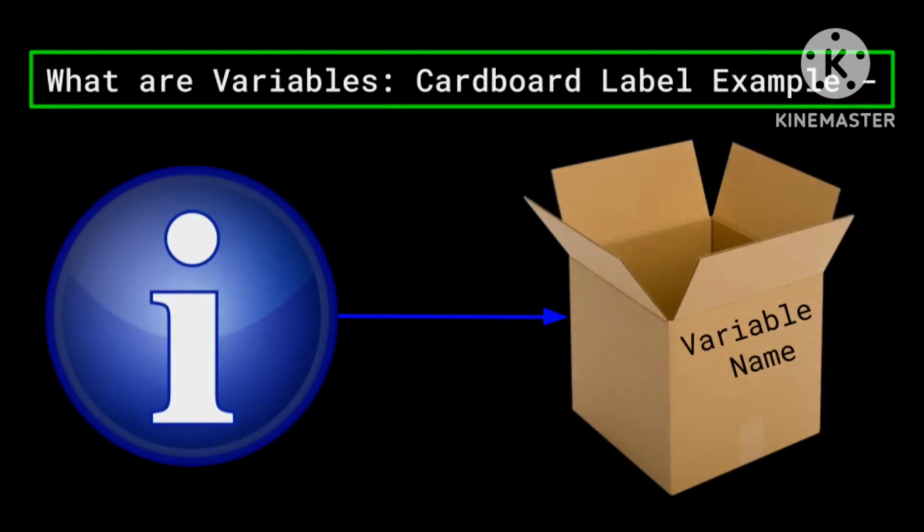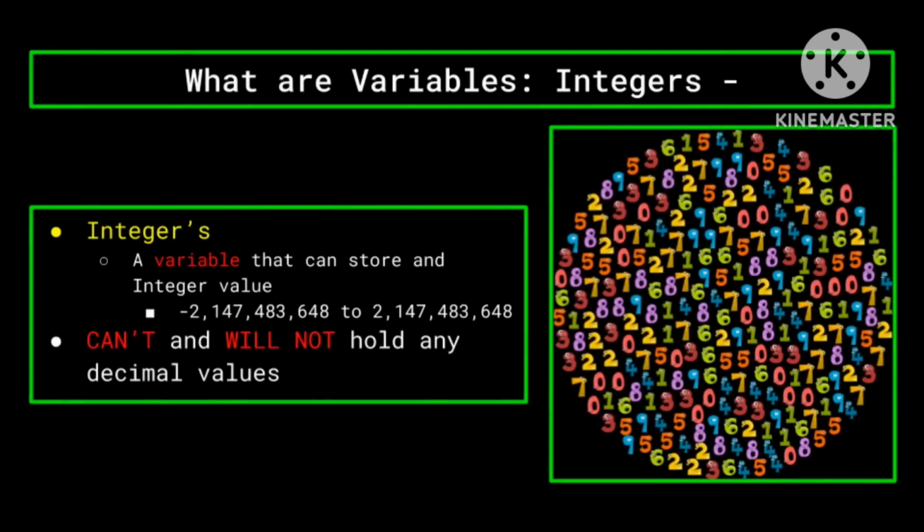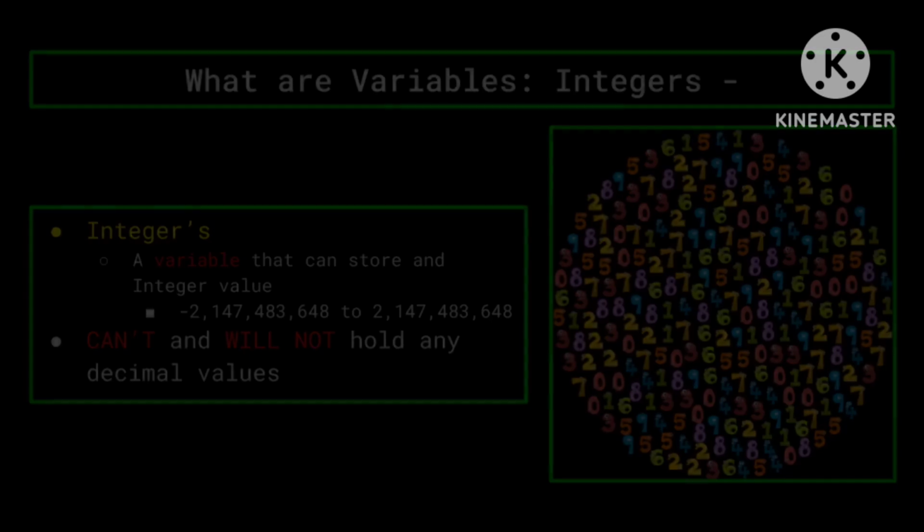Now, there are many different types of variables that a programmer can use, but right now, we will just be covering what are called primitive variables, which include integers, booleans, floats and doubles, strings, and characters. We'll start off by talking about an integer. An integer, or int for short, is as simple as it sounds, a variable that can store an integer value. This includes all whole numbers from negative 2,147,483,648 to 2,147,483,647. Notice how I said whole numbers. Integer values cannot and will not hold any decimal values, so keep that in mind when using variables.